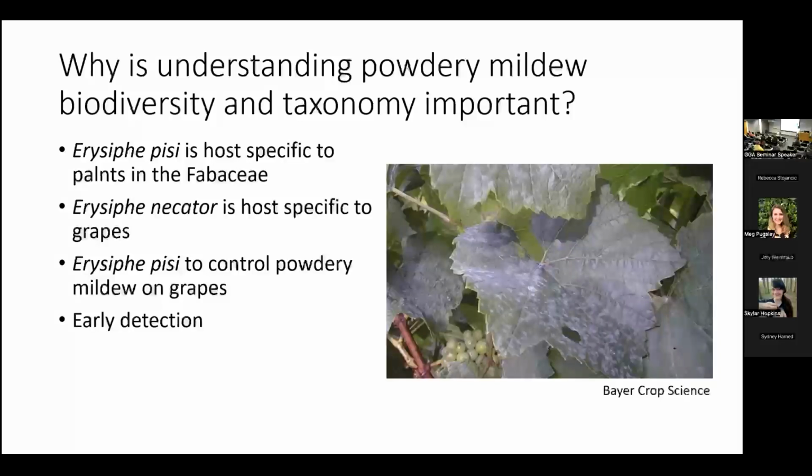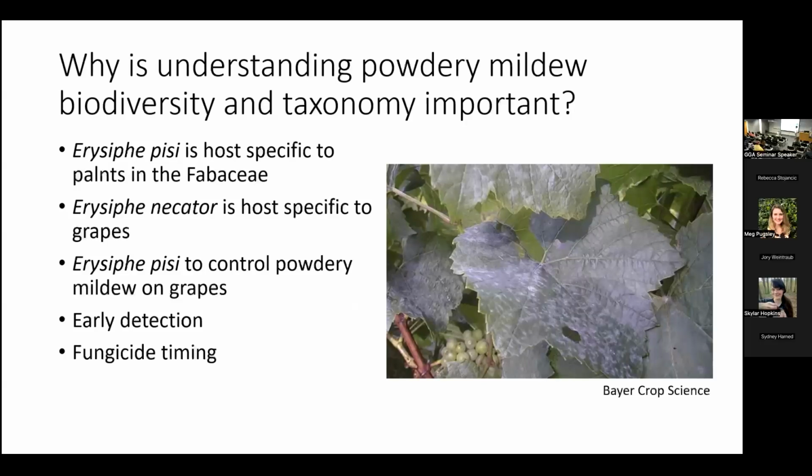It's also really important for early detection. There's a lot of research going on now where people are putting up spore traps and trying to detect the pathogen before you see symptoms or signs of disease. This way you can spray your fungicide before there's damage. And you need really specific primers to do this. And you can't do that if you don't have an understanding of all the different species.